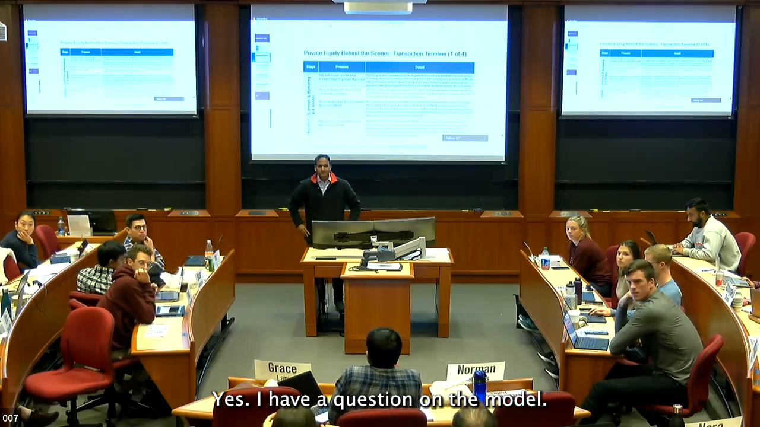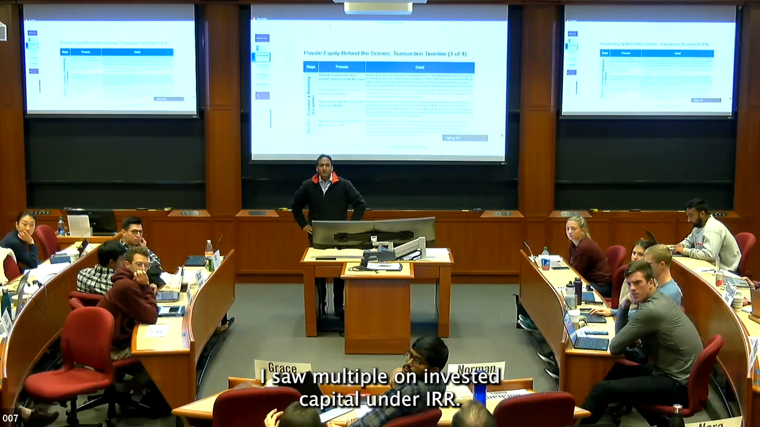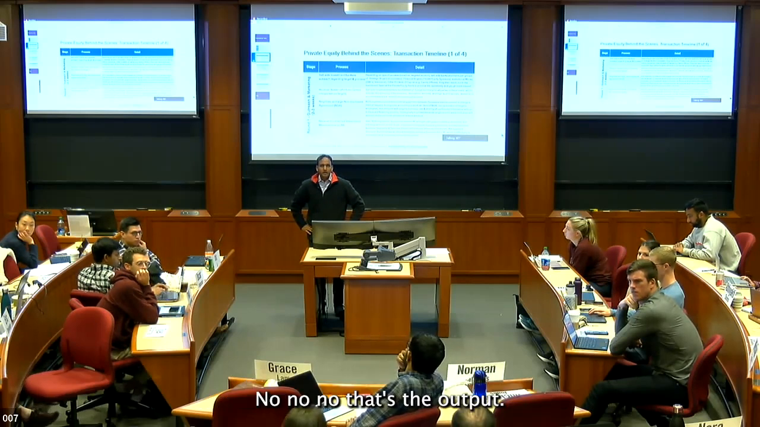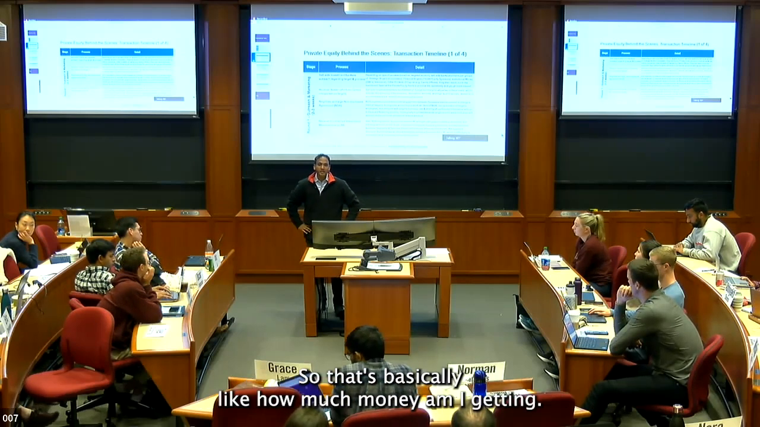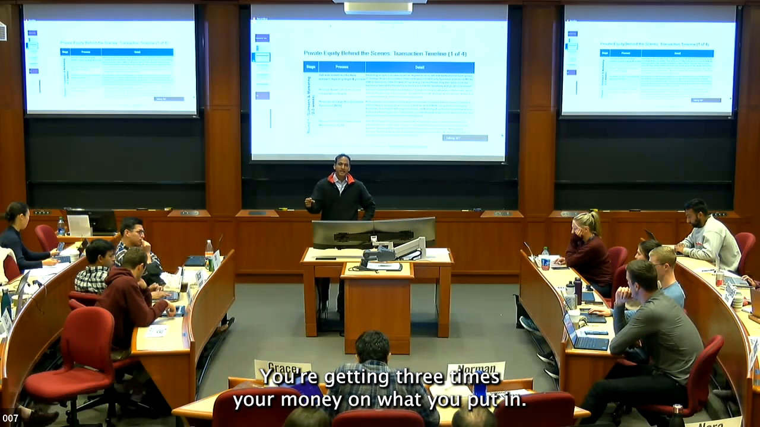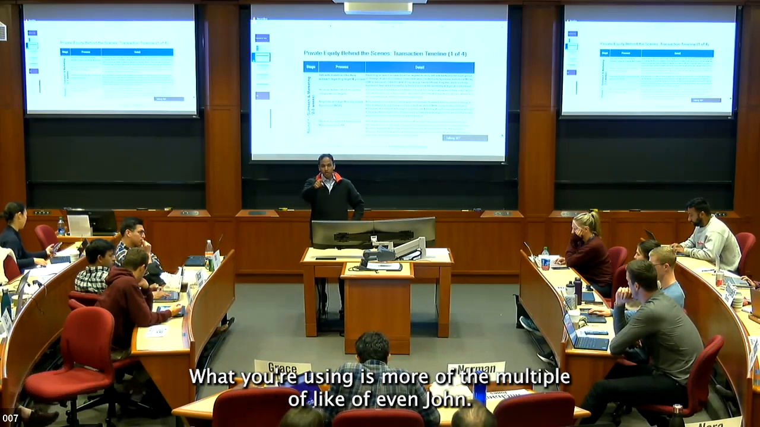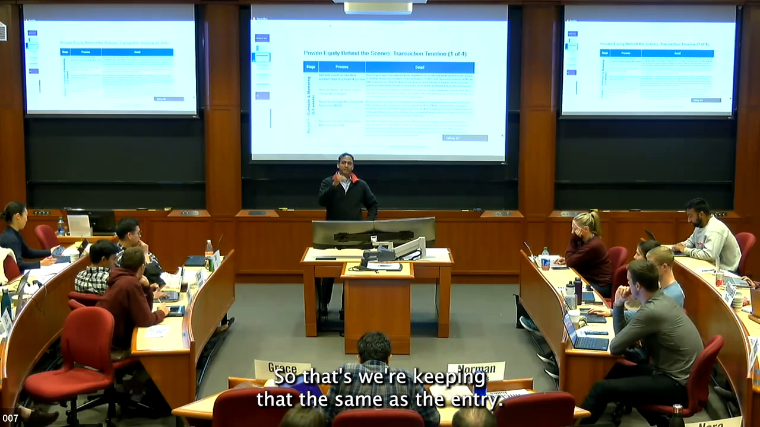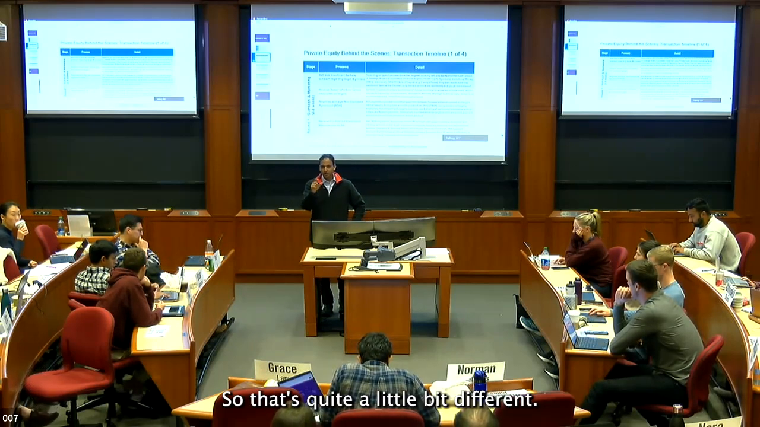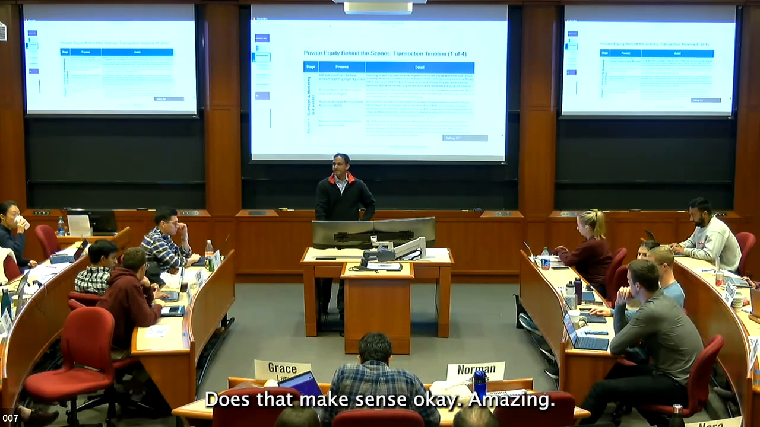I have a question on the model. I saw multiple on invested capital under IRR. Is that the multiple we use to multiply by the EBITDA? No. That's the output. That's basically how much money am I getting? If you invested $1 billion, you're getting out $3 billion of equity capital. So you're getting 3 times your money on what you put in. What you're using is more of the multiple of EBITDA. We're keeping that the same as the entry. So it's 10 times entry, we're keeping it as 10 times exit also. So that's quite a little bit different. Does that make sense? Okay, amazing.